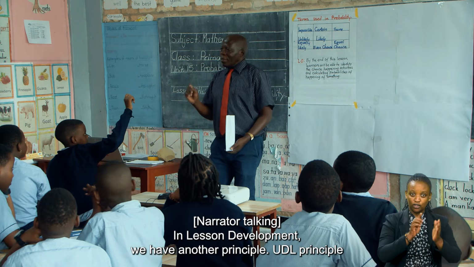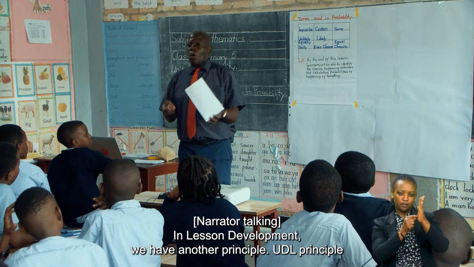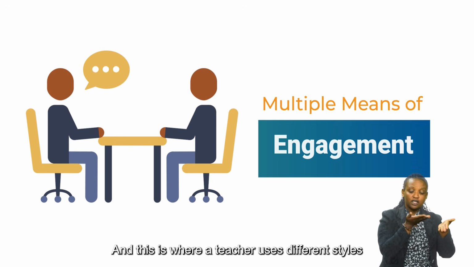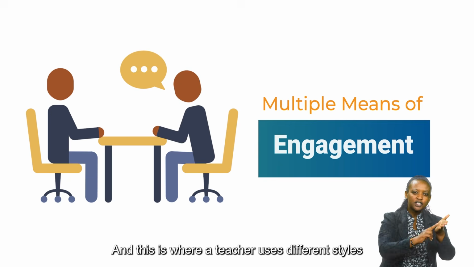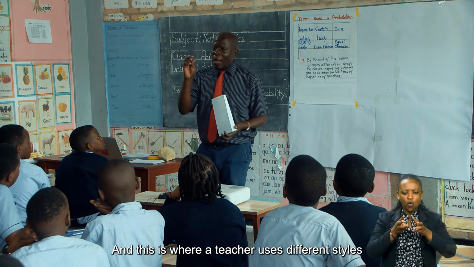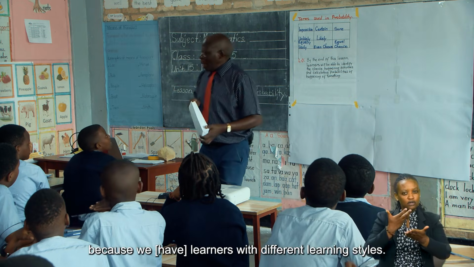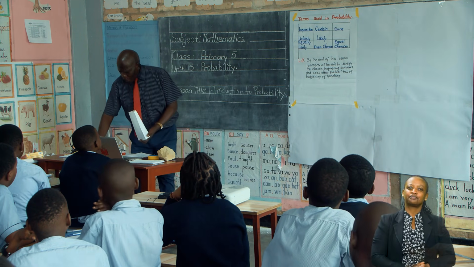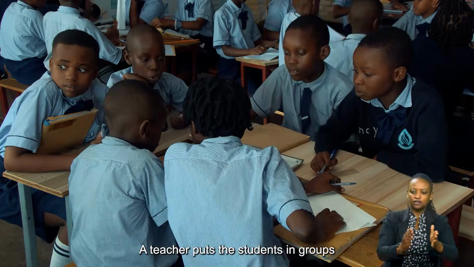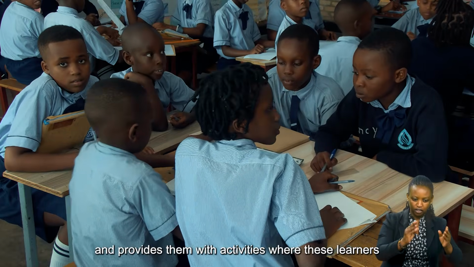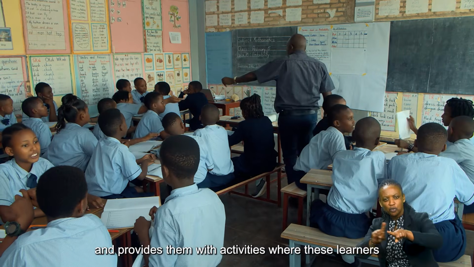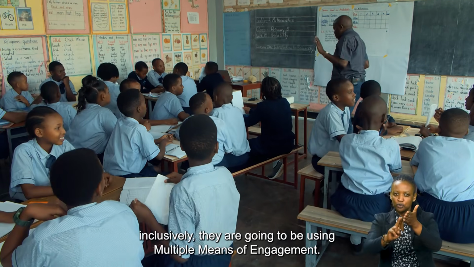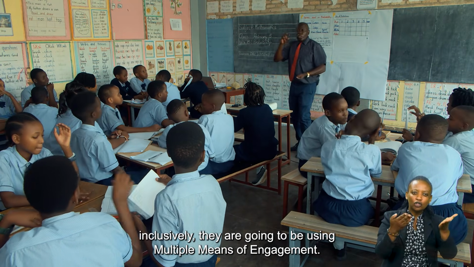In lesson development, we have another principle, the UDL principle, which is multiple means of engagement. This is where a teacher uses different styles, because we have learners with different learning styles. For example, a teacher puts the students in groups and provides them with activities where these learners, inclusively, are going to be using multiple means of engagement.